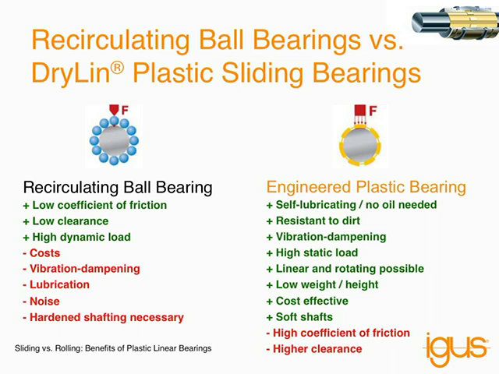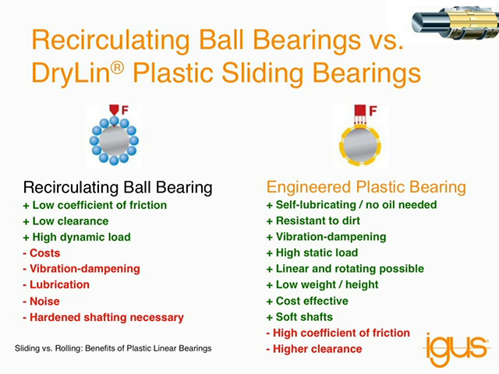Plastic bearings are self-lubricating, so no oil ever needs to be introduced outside of the system. They are resistant to dirt because of that. Due to the mechanical properties of plastics, they're very much better with high static loads, with vibration dampening, and they can also perform different types of motion profiles, such as linear and rotating at the same time. They're low weight, cost effective.